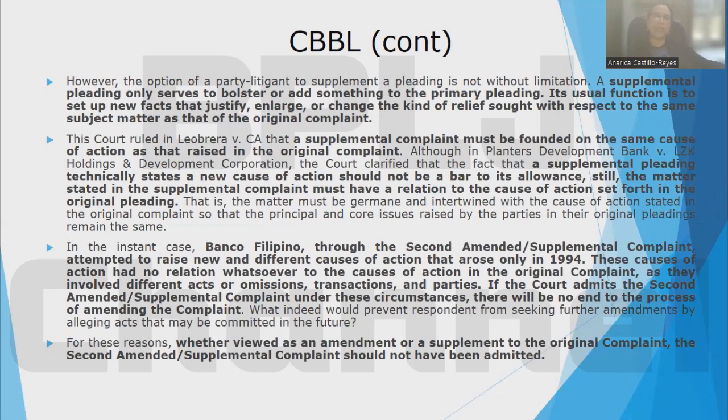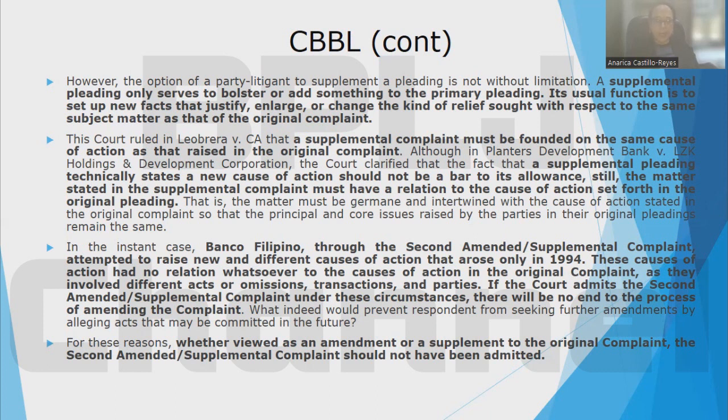Okay, a supplemental pleading only serves to bolster or add something to the primary pleading. Its function is to set up new facts that justify, enlarge, or change the kind of relief sought with respect to the same subject matter as that of the original complaint. A supplemental complaint must be founded on the same cause of action as that raised in the original complaint. That a supplemental pleading technically states a new cause of action should not be a bar to its allowance. Still, the matter stated in the supplemental complaint must have a relation to the cause of action set forth in the original pleading.